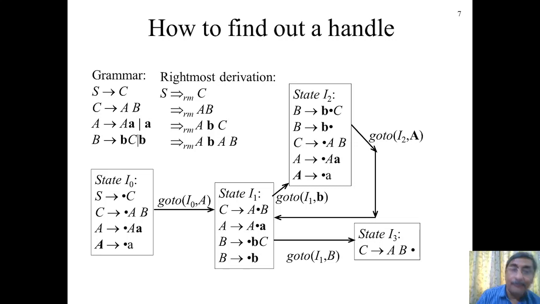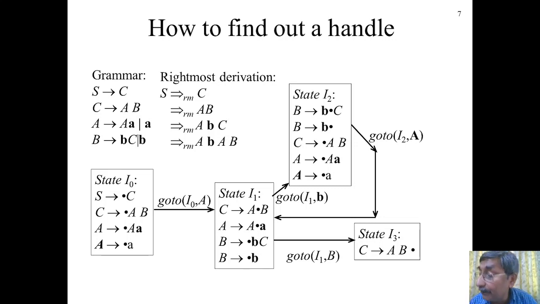And therefore, for this sentential form, if I want to parse, I can follow these states, and I can tell you that the handle is AB, and then you can change AB to C, and you can go back to the previous sentential form, and then again start from here, and you have to traverse maybe different paths.